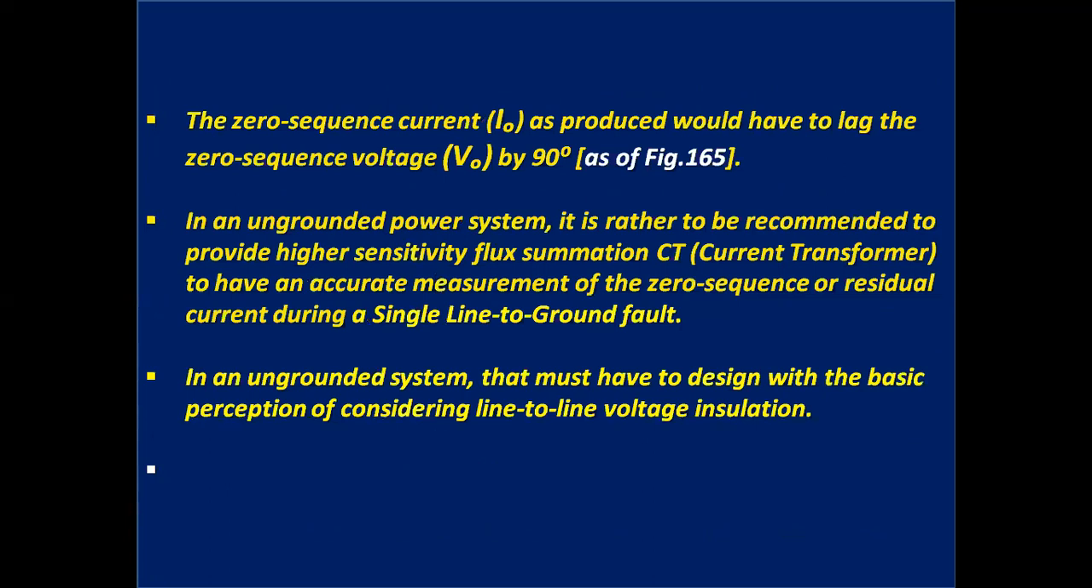The zero sequence current I0 as produced would lag the zero sequence voltage V0 by 90 degrees as of figure 165. In an ungrounded power system, it is recommended to provide a higher sensitivity flux summation CT, that is current transformer, to have an accurate measurement of the zero sequence or residual current during a single line to ground fault. An ungrounded system must be designed with the basic perception of considering line to line voltage insulation.